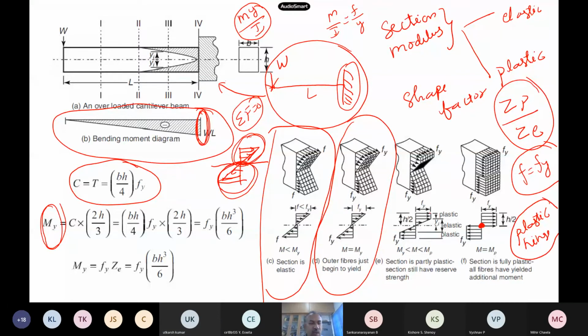So this is generally how the bending failure of a beam happens. Initially it will be like this, then slowly yielding starts from the top, the stresses get redistributed and keep on coming down, and finally everything plastifies and a plastic hinge forms. Once the plastic hinge forms, what is the definition of a plastic hinge? Now what's the difference between a plastic hinge and an ordinary hinge?